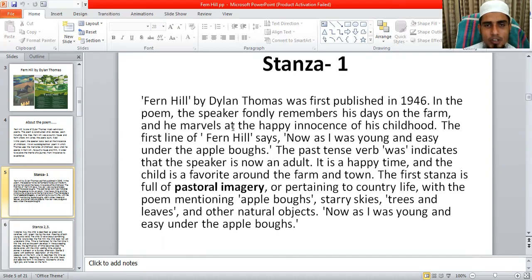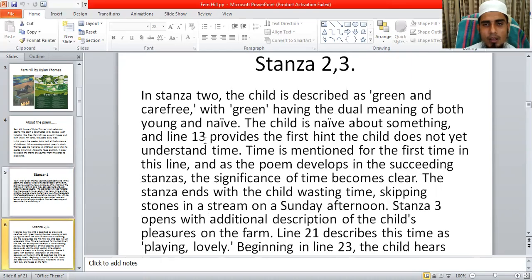So my dear students, I hope that you can understand stanza 1, and then stanza 2 and 3. In stanza 2, the child is described as green and carefree. The word green and carefree shows how he used his time in his childhood.